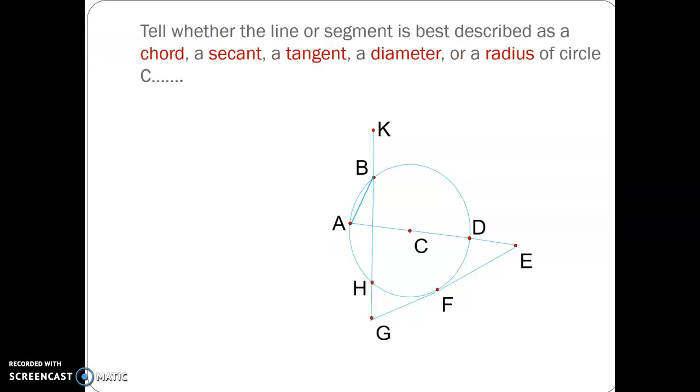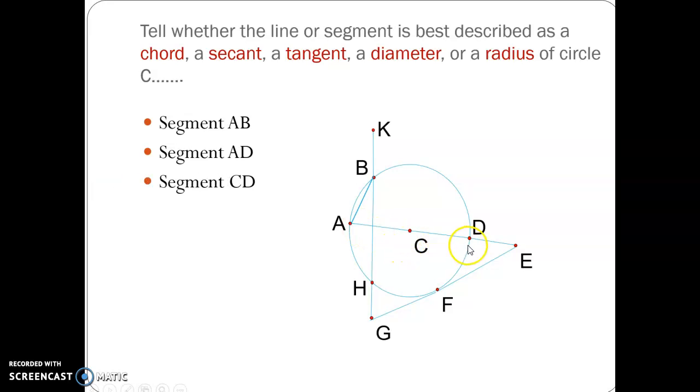So let's just do a quick overview here. Segment AB. We see an endpoint A, endpoint B. That makes it a chord. Segment AD, we can see endpoint here, endpoint here. It goes through the center, so it is a chord, but it's also a special chord. It's a diameter.